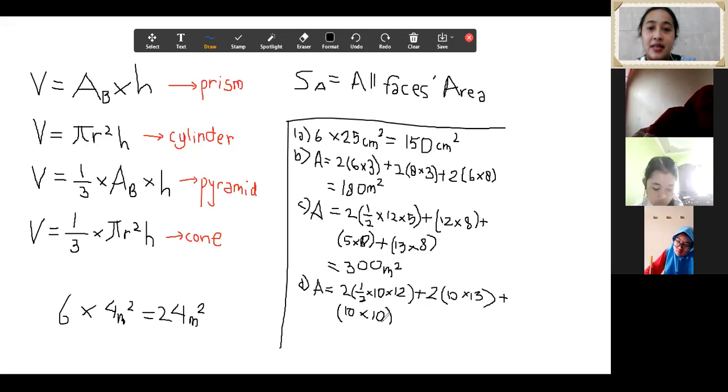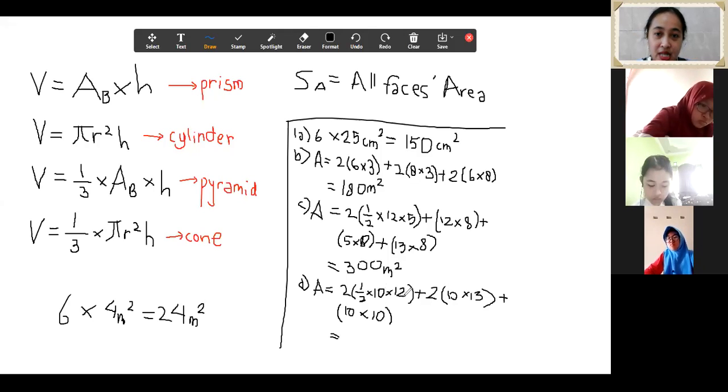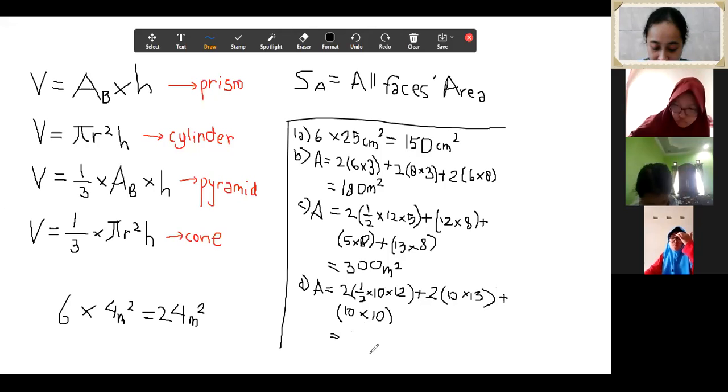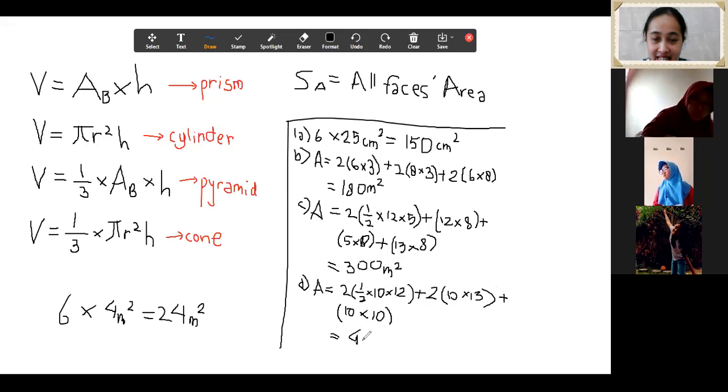Right, so here, as usual, we can cross out 2 and a half. So 10 times 12 equals 120. 2 times 130 equals 260, plus 100. So what is the total? 480 meter square. Very good.